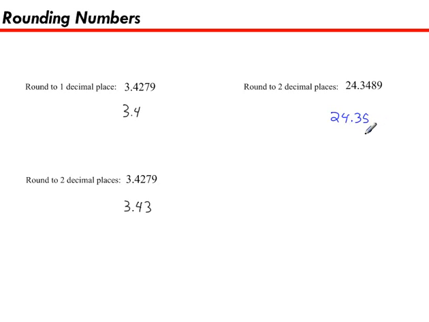All right, so rounding to 2 decimal places gives us 24.35. This 4 became a 5 because the number to the right of it was greater than or equal to 5, which was 8. So 24.35. That's a nice, shorter answer.